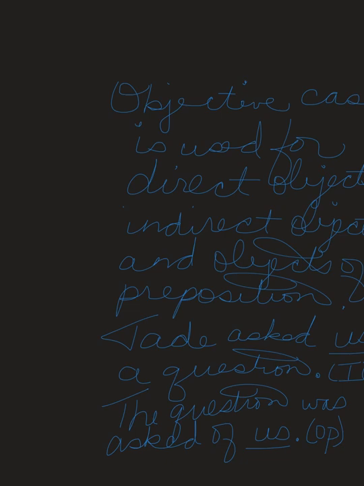Okay? All right, and then the next one, the question was asked of us. Here, us is your object of preposition, and us is, again, in objective case. You would not say asked of we. You would say asked of us. We doesn't sound right there anyway. All right, next slide.